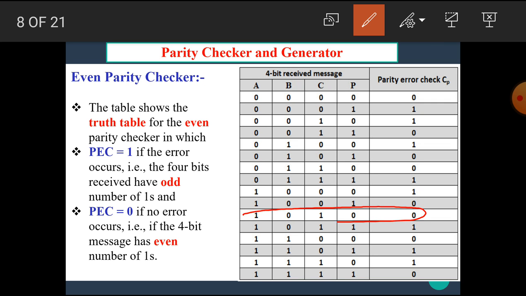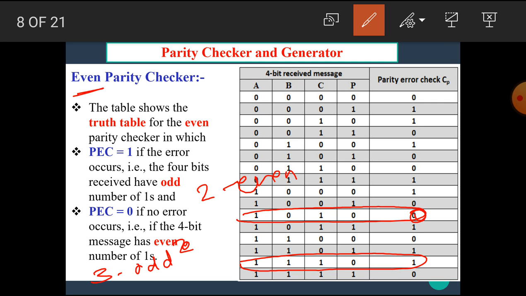Consider this combination 1 0 1 0. Here there are a total of 2 ones, that means 2 is an even number, hence we have to place 0 here. Consider this combination, in which there are a total of 3 ones. 3 is an odd number. We are going to see the even parity. Hence we have to place 1 here.